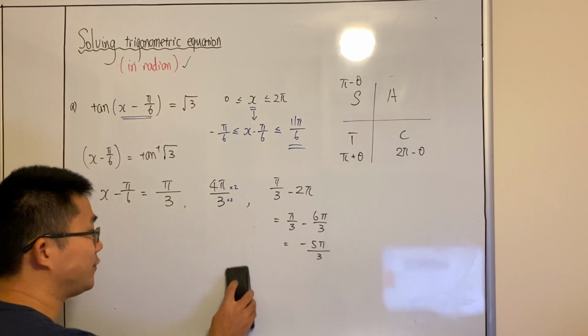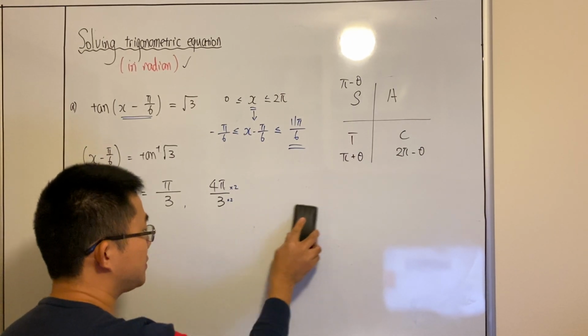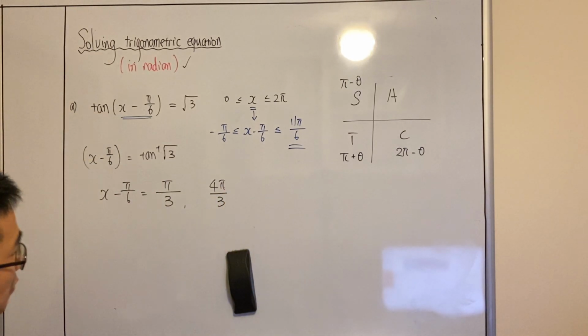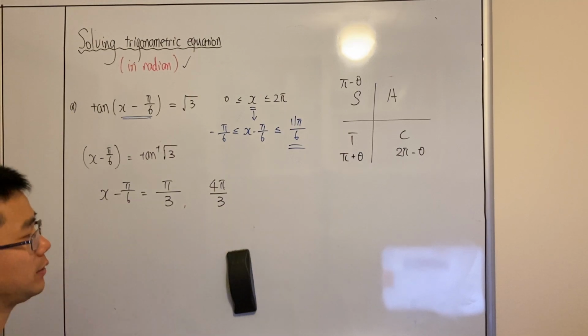and this is definitely less than negative pi on 6. So therefore we don't have to worry about it. That means we have only 2 answers here. The first answer, pi on 3, the second one is 4 pi on 3.